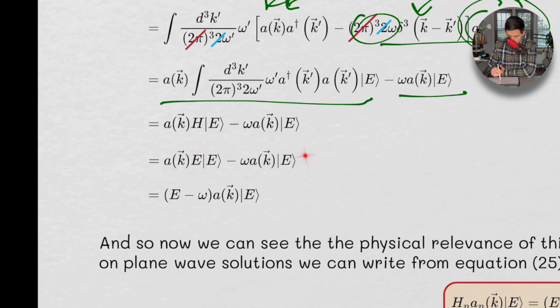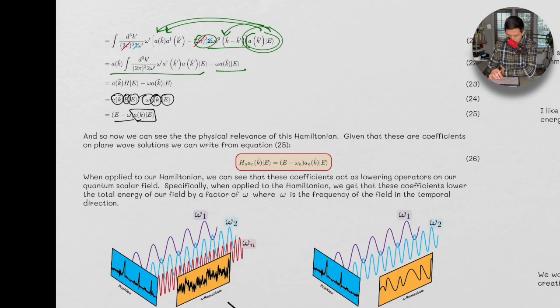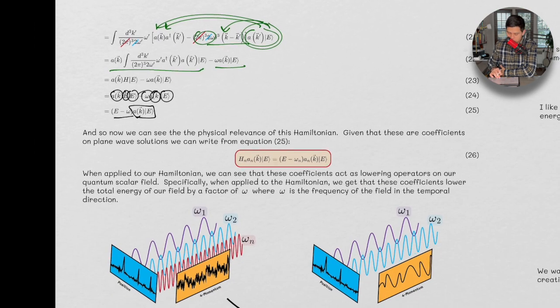And so we get this. And so we can then factor out, we can factor these guys out, we can factor these guys out, and that's these right here. And so we get E minus omega right here. And so now we can see the physical relevance of this Hamiltonian.